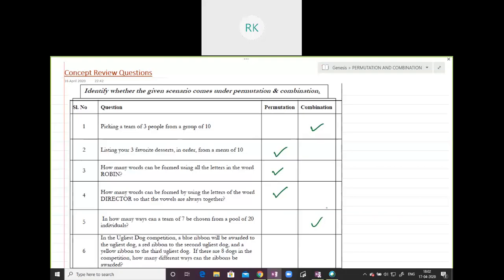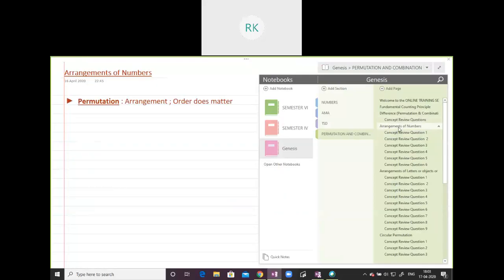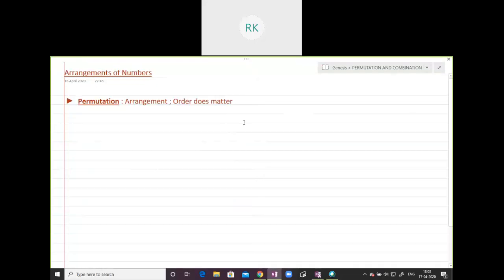That's why I always tell in the class: selecting any seven out of 20. I'm not saying the first person should be this one, the second person this one, the third this one. No, I need any seven persons I can select out of 20. I hope you understood. Very simple. I'm leaving it to you. Next, we'll try the questions based on this important concept. Here we go.